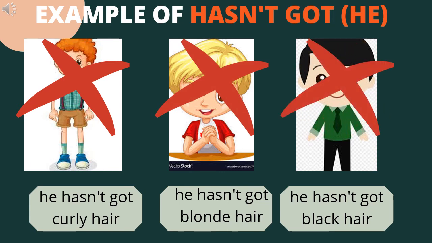Now, let's move to the examples of hasn't got. He hasn't got curly hair. The second one, he hasn't got blonde hair. And the last one, he hasn't got black hair.